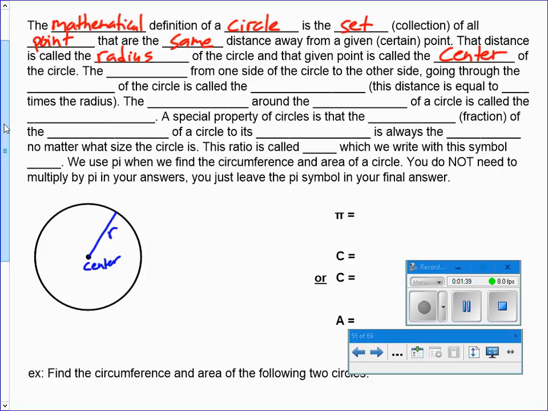Next thing is we have the distance all the way across the circle. The distance from one side of the circle to the other side going through the center is called the diameter. And this is equal to 2 times the radius. So we take a circle, we go from one side through the center and all the way to the other side of the circle. This would be a diameter.